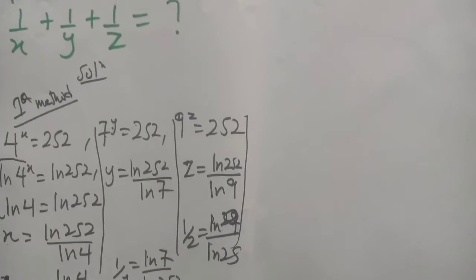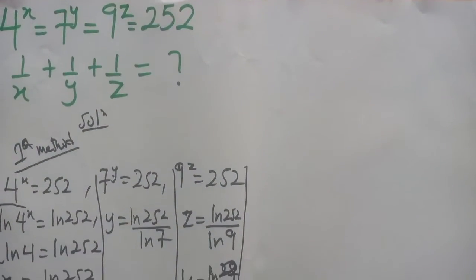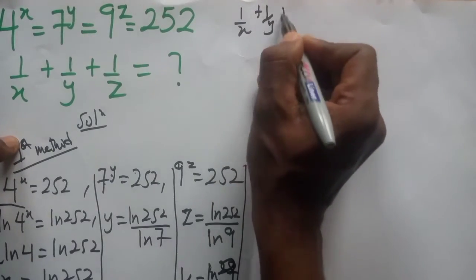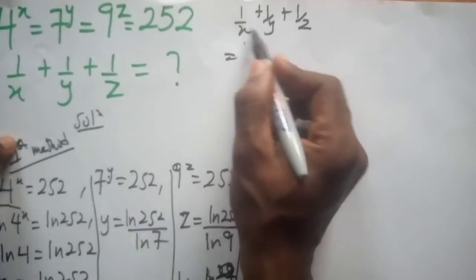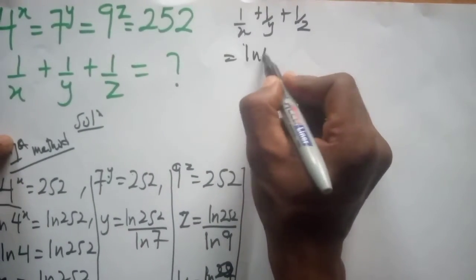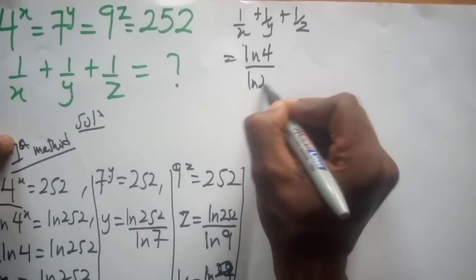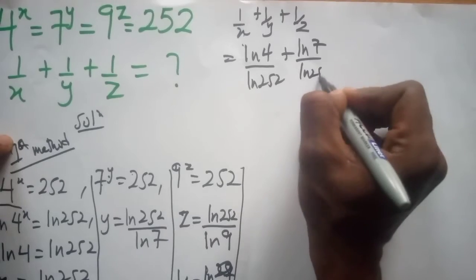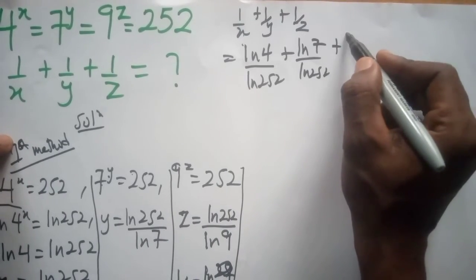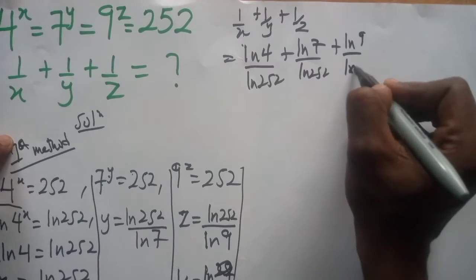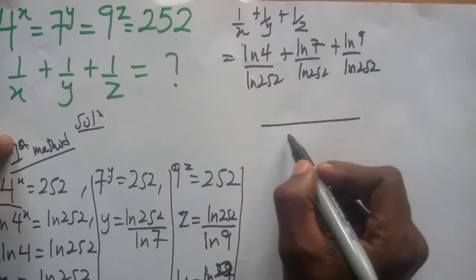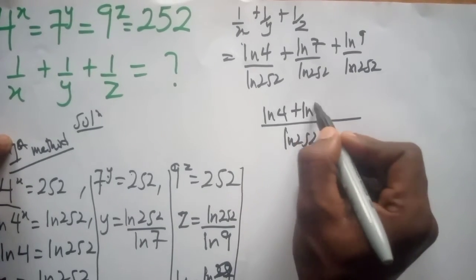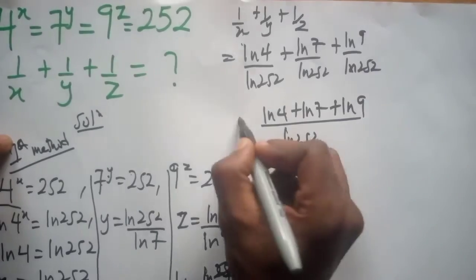So if that is the case, then from the question, 1 over x plus 1 over y plus 1 over z will be equal to ln 4 over ln 252, plus 1 over y, which is ln 7 divided by ln 252, plus 1 over z, which is ln 9 over ln 252. So in this case, the common denominator becomes ln 252, and then we have ln 4 plus ln 7 plus ln 9 in the numerator, right?